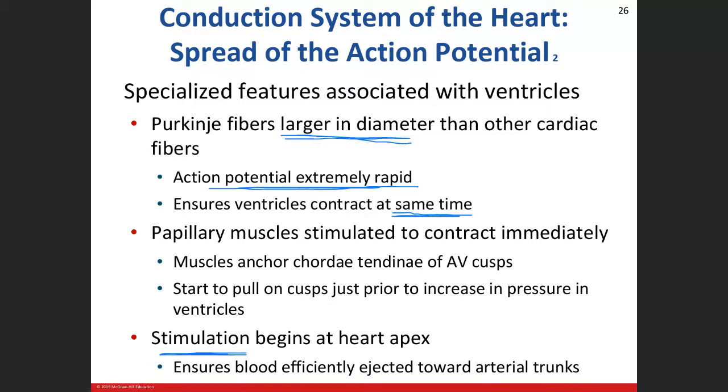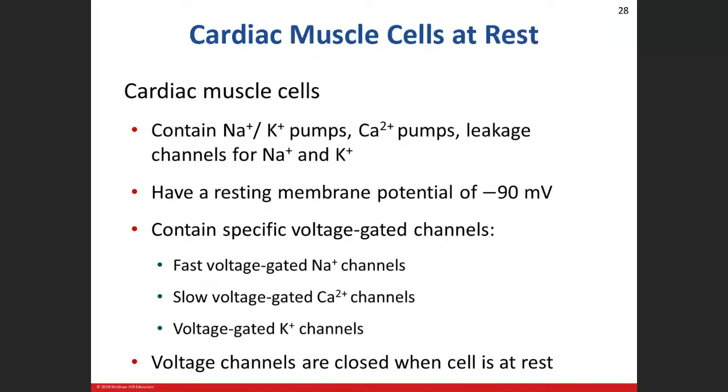We stimulate those Purkinje fibers at the apex of the heart. So that's where it begins, and it starts to depolarize, then it contracts. It pushes that blood upwards and out of the heart. All right, that was the review.